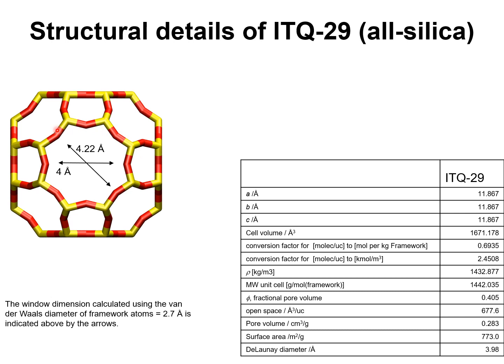Here are the window dimensions for ITQ-29, 4 angstrom in this direction and 4.2 angstrom in this direction. Further structural details of ITQ-29 are shown on the slide. These are the unit cell dimensions. There's the framework density, pore volume, and surface area.